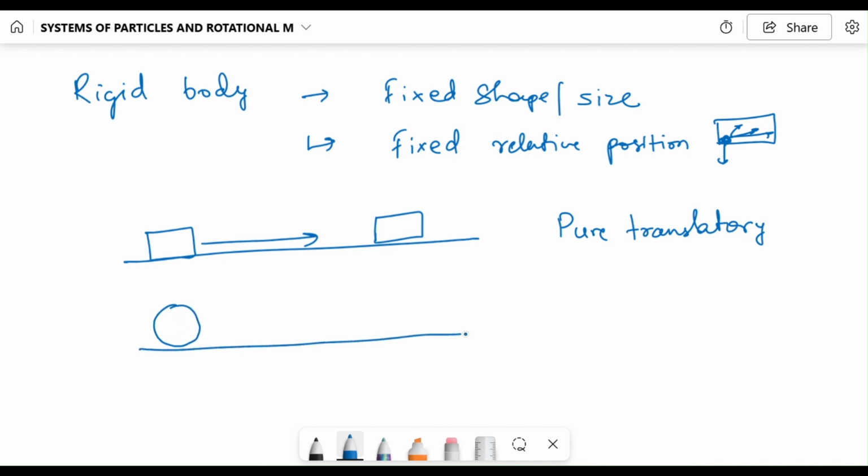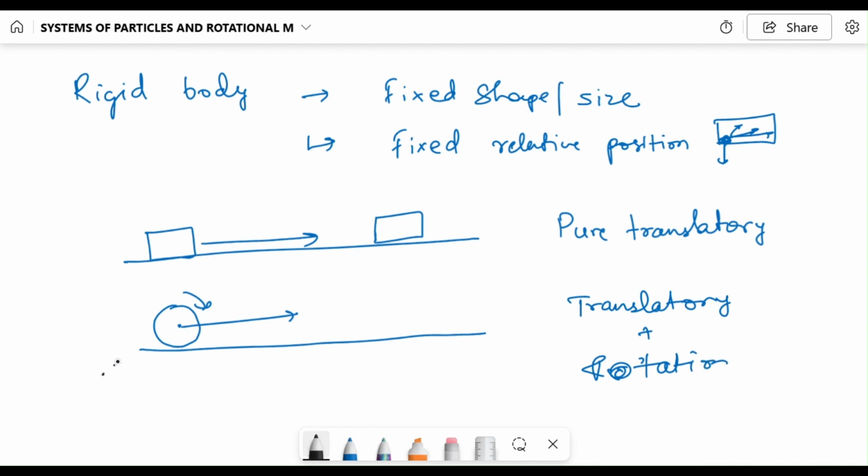Now, what about this body? A spherical body rolling over a surface. This body has translatory motion as well as rotation. You can see the particles in this body are moving on a circular path around this axis, which we call axis of rotation. So here we can see that this body has both translatory and rotatory motion.